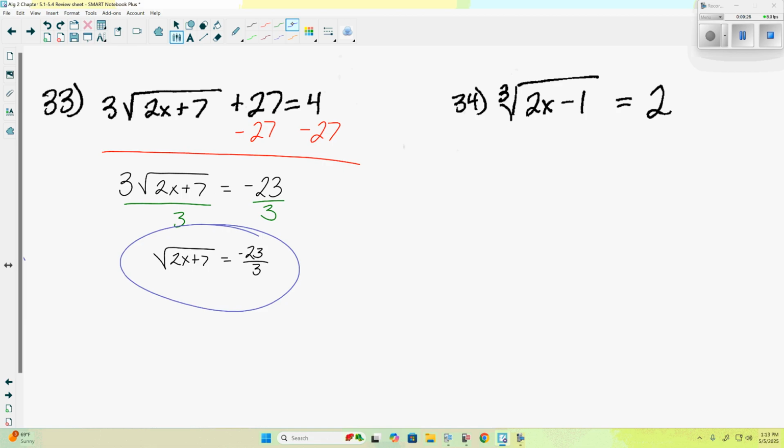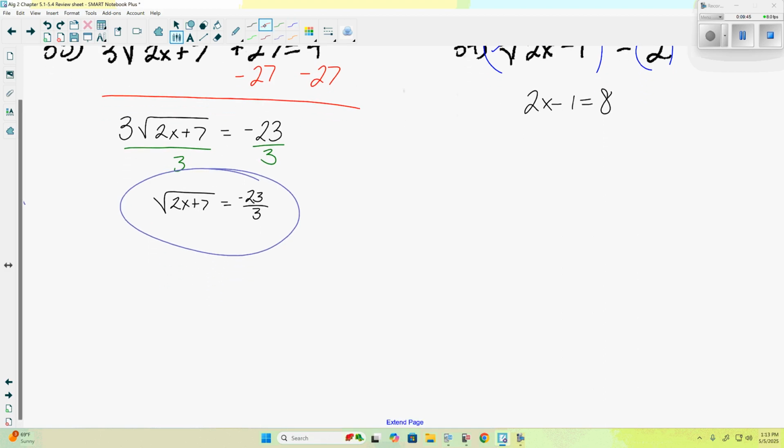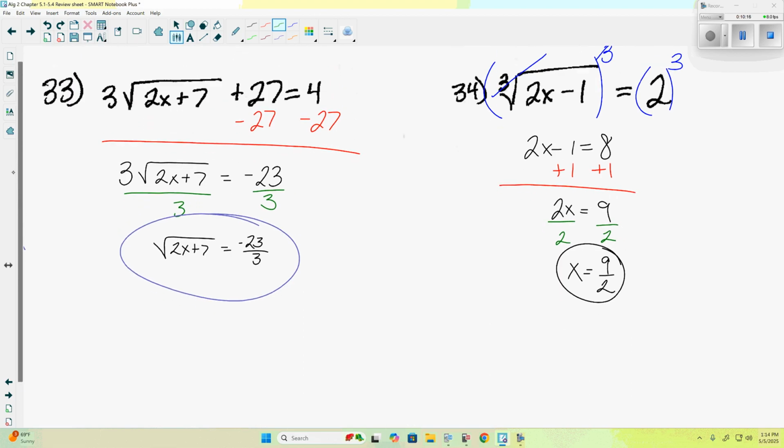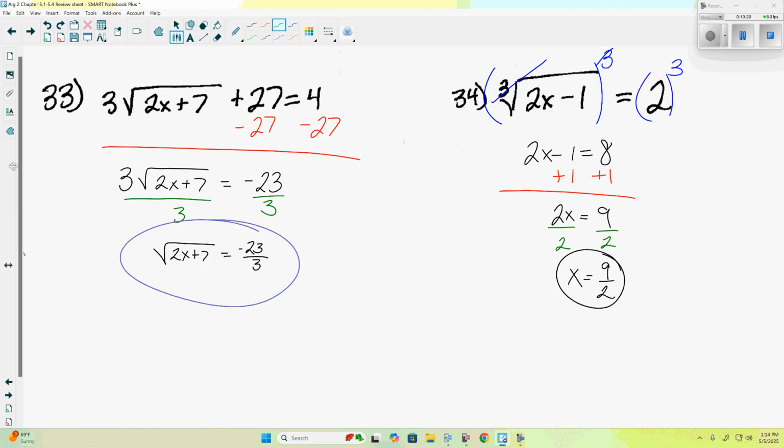The cube root of 2x minus 1 equals 2. We have one radical, it's by itself, so we're going to put both sides to the nth power, and that power is 3. These will cancel, telling us 2x minus 1 is equal to 8. Solve for x. And that's it. We can plug it in and check it, and it will work that 9/2 is the correct value for this here.